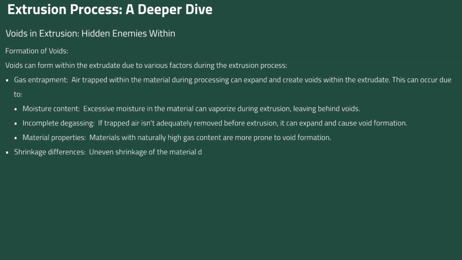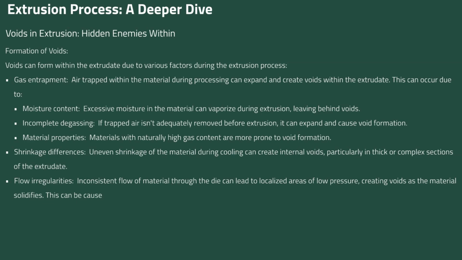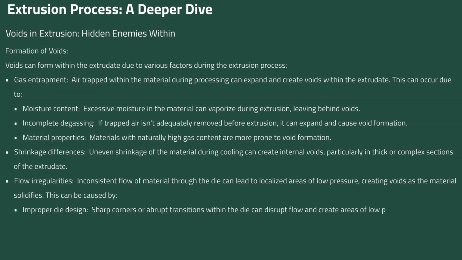Shrinkage differences. Uneven shrinkage of the material during cooling can create internal voids, particularly in thick or complex sections of the extrudate. Flow irregularities. Inconsistent flow of material through the die can lead to localized areas of low pressure, creating voids as the material solidifies. This can be caused by improper die design. Sharp corners or abrupt transitions within the die can disrupt flow and create areas of low pressure.